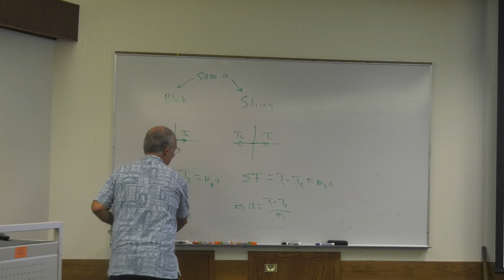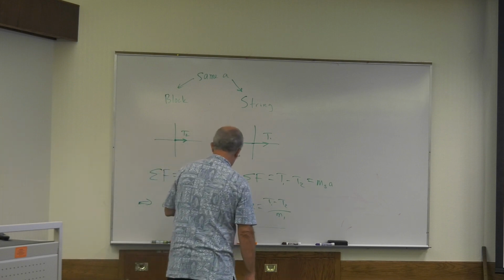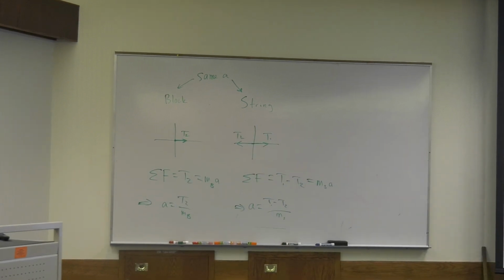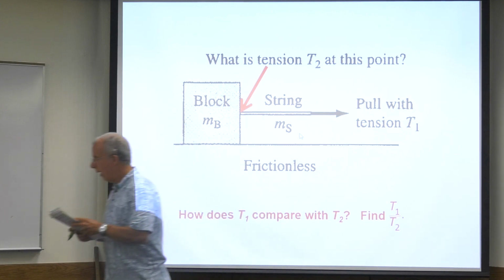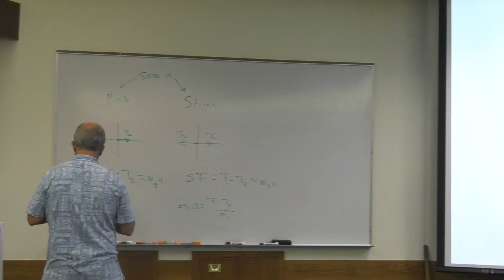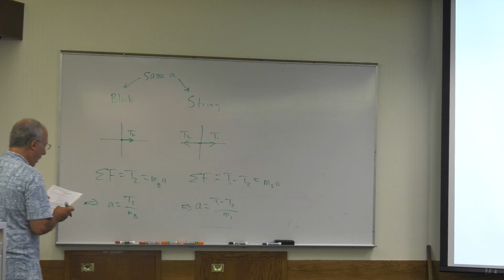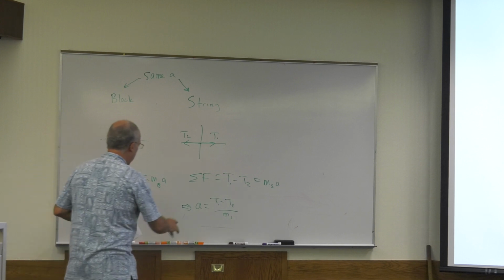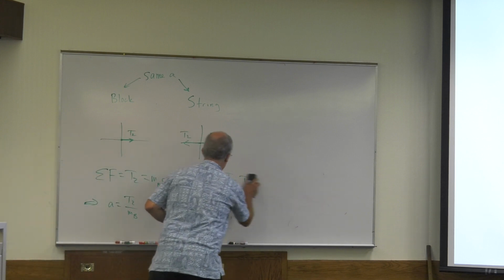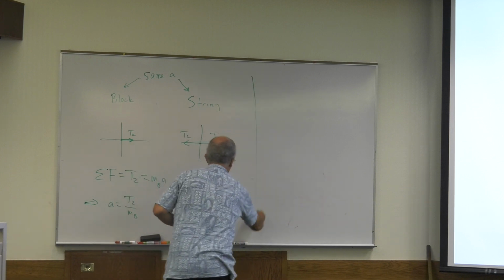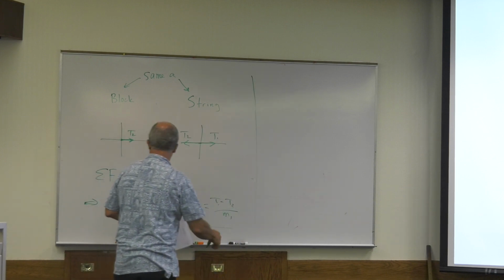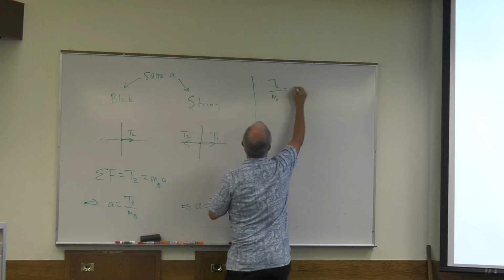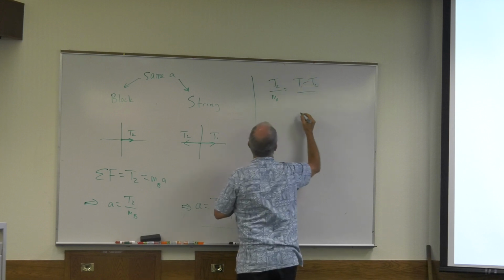All right, now I've got to do some algebra, and I don't have enough room. Oh, maybe I do. Okay, the question is, how does T1 compare to T2? So I want to get T1 divided by T2. Well, how am I going to do that? Let's just do it. So we know that's equal to that. Let's just put them equal. So we have T2 over M block equals T1 minus T2 over M string.